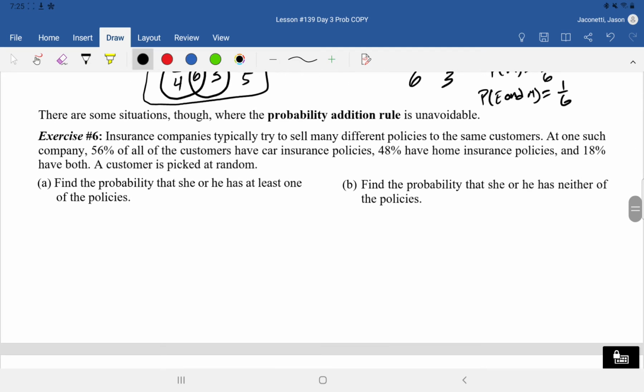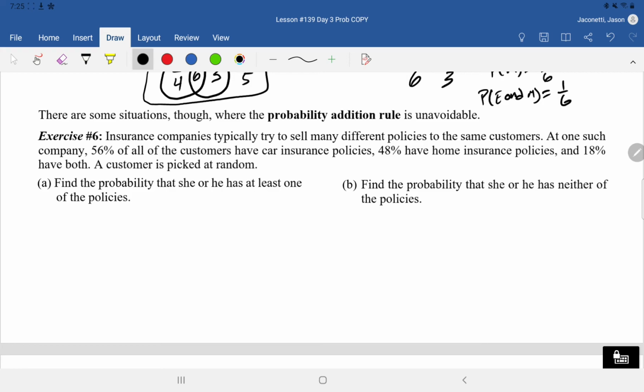All right. Now, sometimes you can't get around it. Sometimes you have to go with the actual rule, and actually try to multiply things or add things together. This says an insurance company has 56% of its customers with car insurance, 48% with home insurance, and 18% have both. That 18% is part of that 56, and it's part of that 48. It's in there twice. Find the probability that he or she picking one has at least one policy.